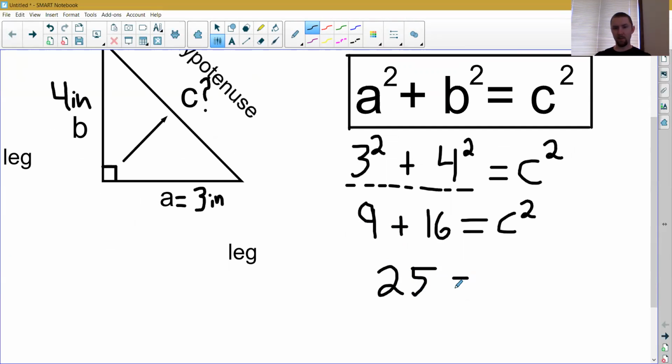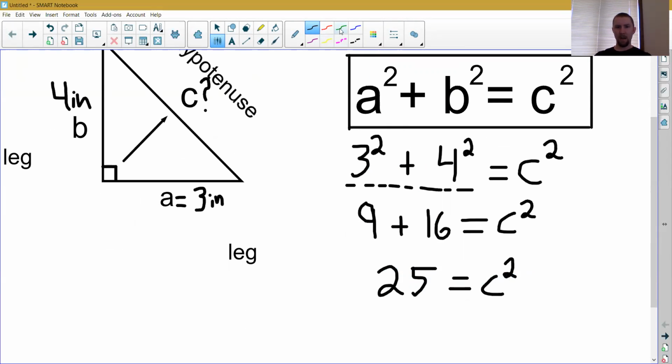And that's still equal to c squared. I have not changed that side of my equation at all, right? But now I need to figure out what c is equal to. I know what c squared is. I just figured that out by doing this math, right? C squared is 25. But I really want to know, what does c equal, not what does c squared equal.